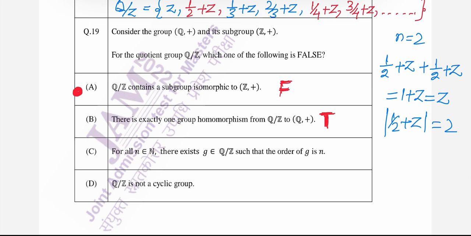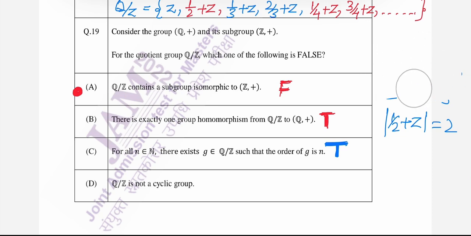In the same way, you can find an element in Q by Z of order 3, order 4, order 5, order 6, and so on. So our option C is also correct. So true, T for true. Now we go for option D. It remains the last option.